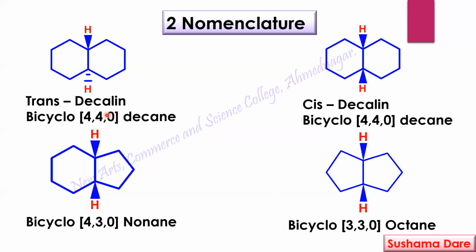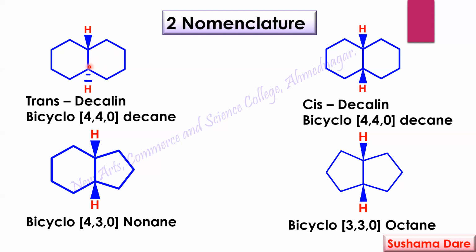So what does the 0 indicate? The 0 indicates there is no carbon atom in between the fused carbons. These are the fused carbons and there is no carbon atom in between them, so that is indicated by 0. So for a fused system, the third place is always 0. But for a bridged system, the third place can be 1, 2 or so on. Now the total number of carbon atoms: there are 4 on this side, 4 on this side and 2 over here.